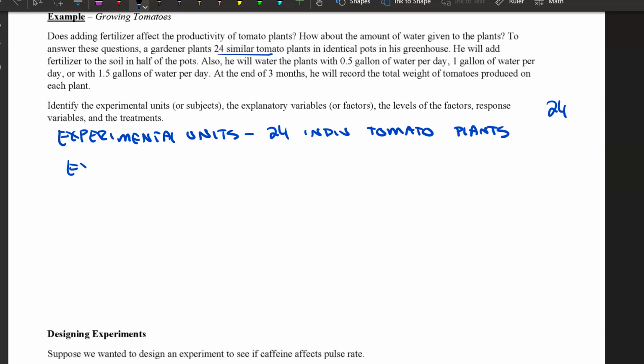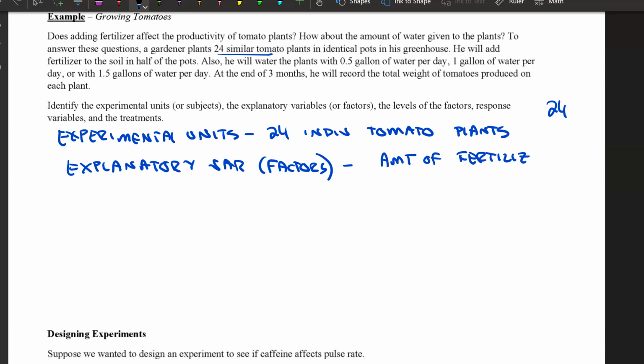How about the explanatory variable? The explanatory variable, or the factors, are the variables that we're modifying, that we're changing to see how it affects something. So we are actually doing amount of fertilizer, and amount of water. You should word these as variables. Don't say fertilizer and water, or 0.5 water, or 1 gallon of water. It's how much fertilizer we're using and how much water we're using. Those are variables. Zero amount of fertilizer, some amount of fertilizer.